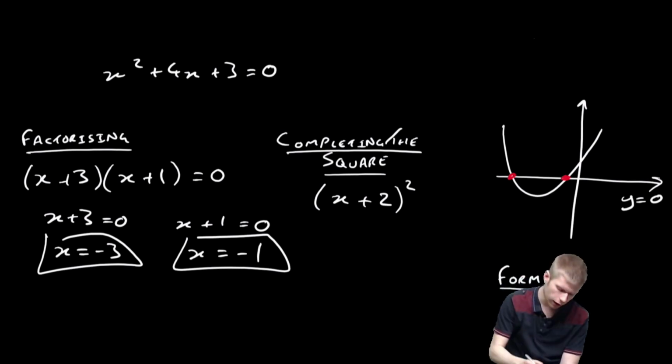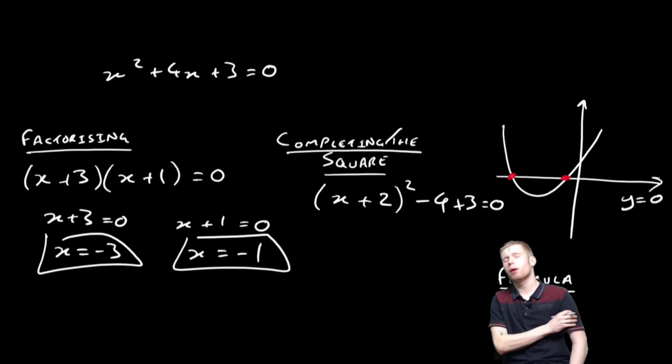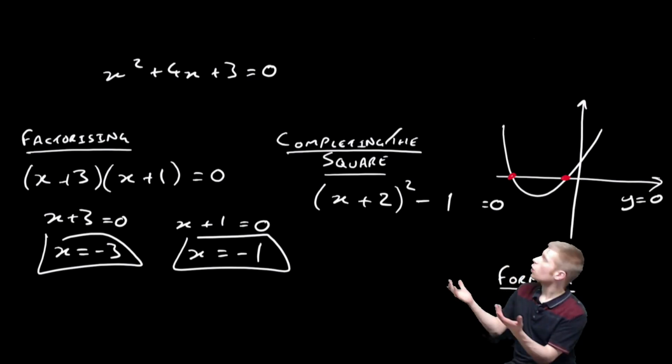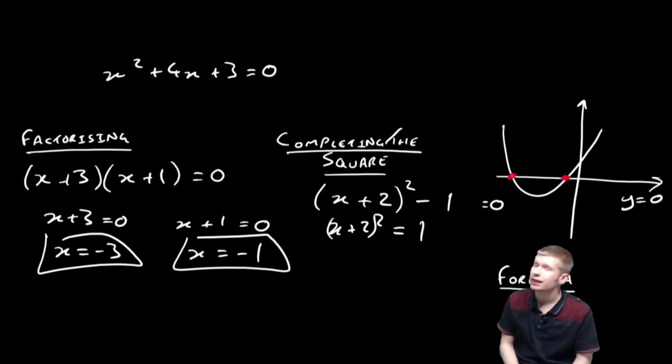I haven't got a plus 4 up there, so I'm going to have to take away a 4, and then the 3 comes along for the ride. So what's minus 4 plus 3? That's just minus 1. Then I'll just solve that as if it's an ordinary equation. So I've got x plus 2 all squared, take the 1 over the other side, so I get x plus 2 all squared is equal to 1.